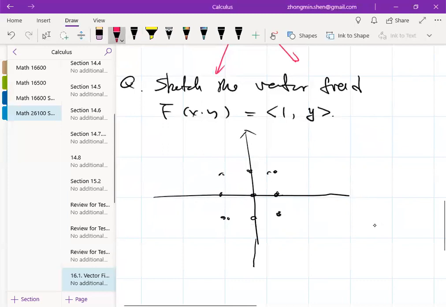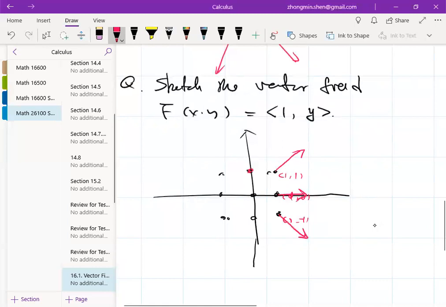So when x equals 1, y equals 0, the corresponding vector will be (1, 0). (1, 0) is going to be in that direction. And when x equals 1, y equals 1, it's going to be (1, 1), so that is in that direction. Then at the point (1, negative 1), y is going to be negative, so it's going to be that direction.